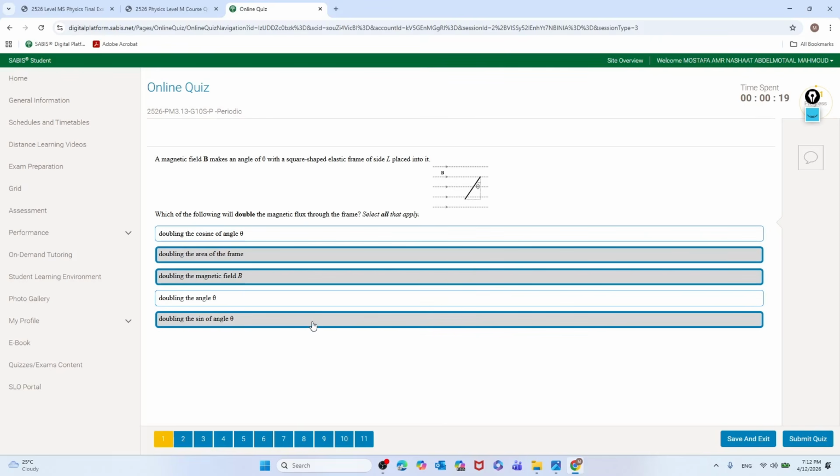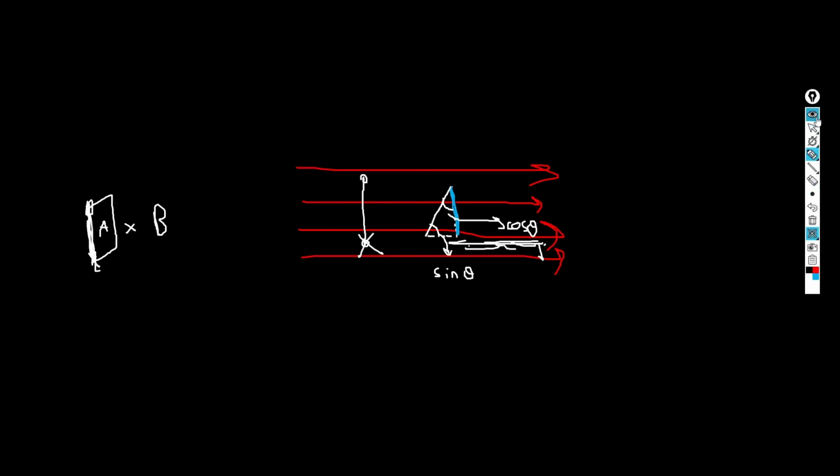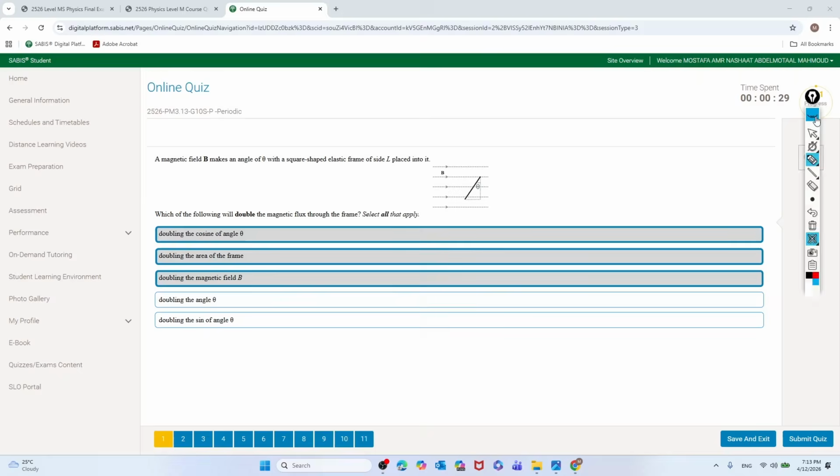Doubling the sine of angle, oh no, wait. Doubling the cosine of angle theta. Okay? Because that would double what? Wait, remove this. Doubling this, this is the cosine of the angle theta. Doubling this would double it. What's the formula? A B cosine theta. They gave it like this. I don't think they will use this angle, but if they do, use sine. So you either double this, or you double the cosine of the angle theta.